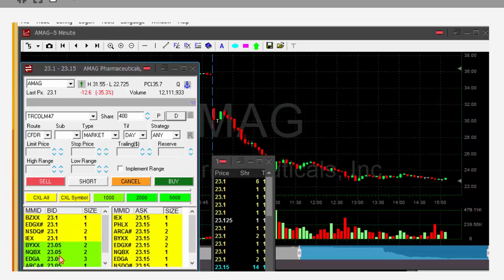But yes, I would definitely look at the bid. I would not be looking at the ask. The reason I do look at the ask is because I want to see the sellers moving down. I want to see this. I want to see some pressure.